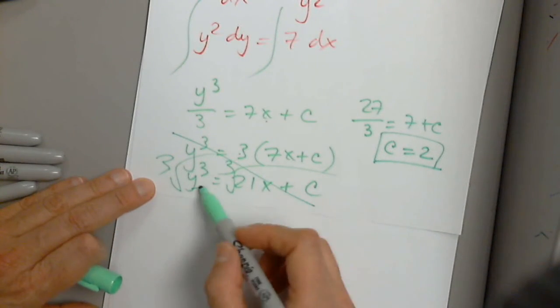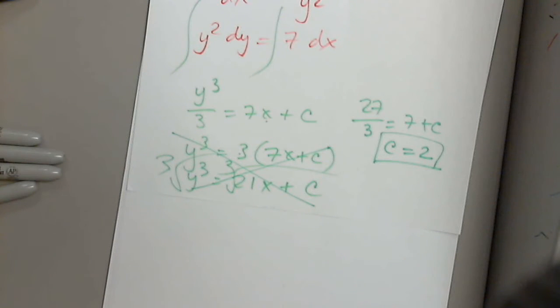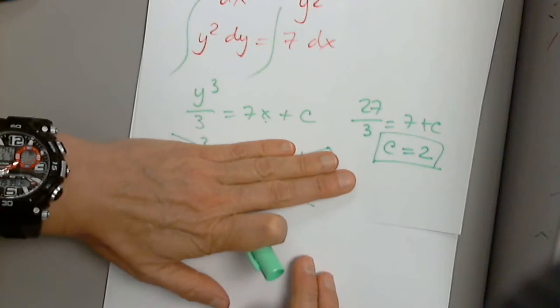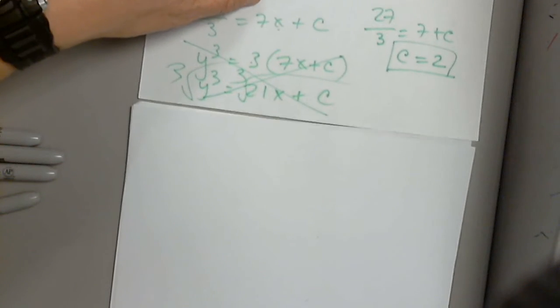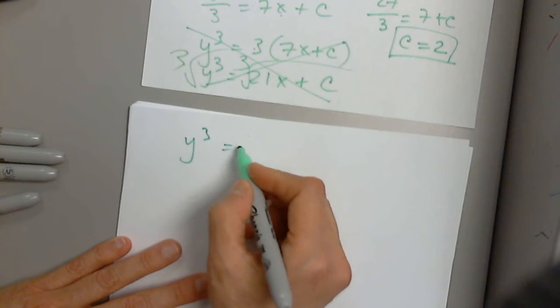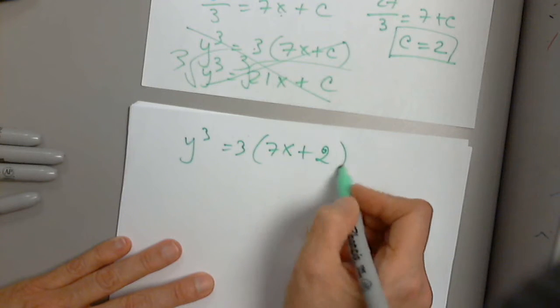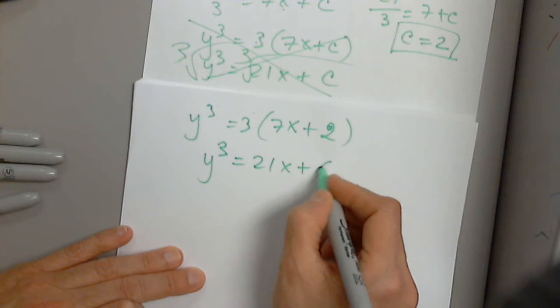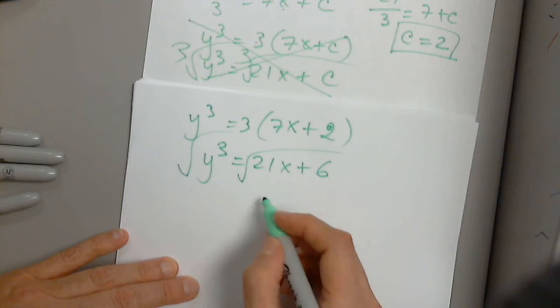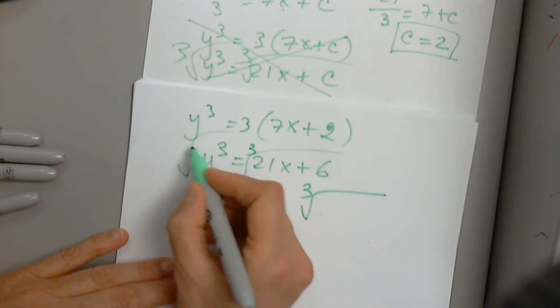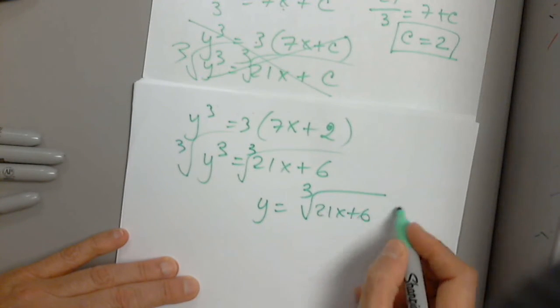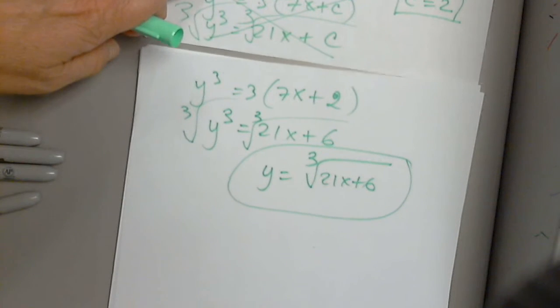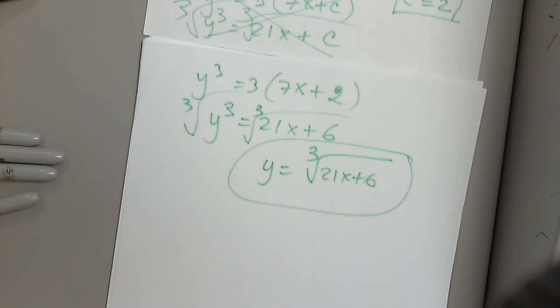So I don't have to write this. I can plug in the values later, but I think it's better if we stop and do this now. So then I know that y cubed equals 3 times (7x plus 2). When I distribute, I get y cubed equals 21x plus 6. And now I will take the cube root: the cube root of 21x plus 6. So now this is a unique function, because the condition was given to find c.